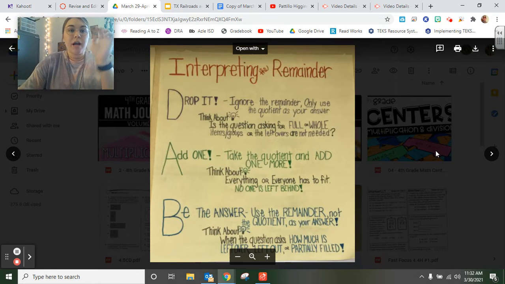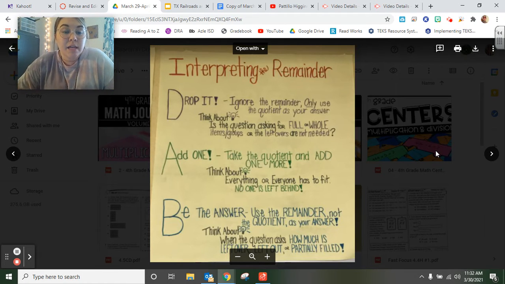So when you are trying to interpret, what does that remainder actually mean? Do I have 8 crayons left over? How many people are on the bus? We need to either drop it, add one, or it's going to be the answer. So if we need to drop it, we're going to ignore the remainder and only use the quotient as our answer. So you're thinking, is the question asking for full or whole items or groups, or the leftovers?